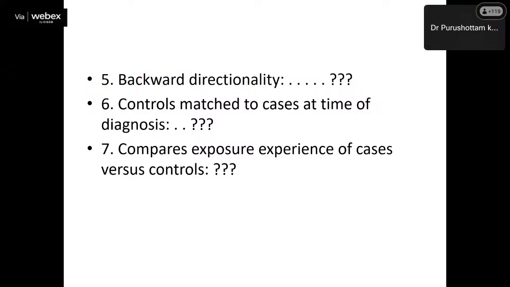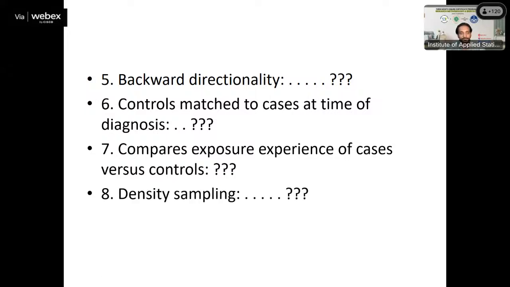Compares exposure experience of cases versus control. Nested case control, or case cohort, or both. Dr. Mamta and Dr. Lovely both wrote both. Yes, the answer is both. Good. Now it is clear for everyone.